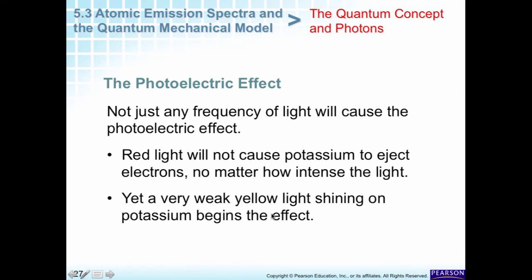Now, you have to have enough energy to do this. For instance, red light is very low frequency. And so if you shine it on something like potassium, no matter how intense it is, how bright that light is, if it's red light, it will not remove an electron. When you get up to the yellow range, now it's starting to have enough energy that it can actually begin this photoelectric effect.